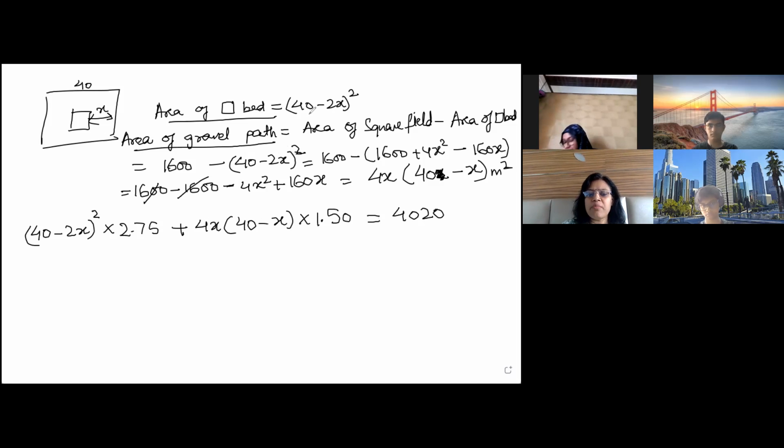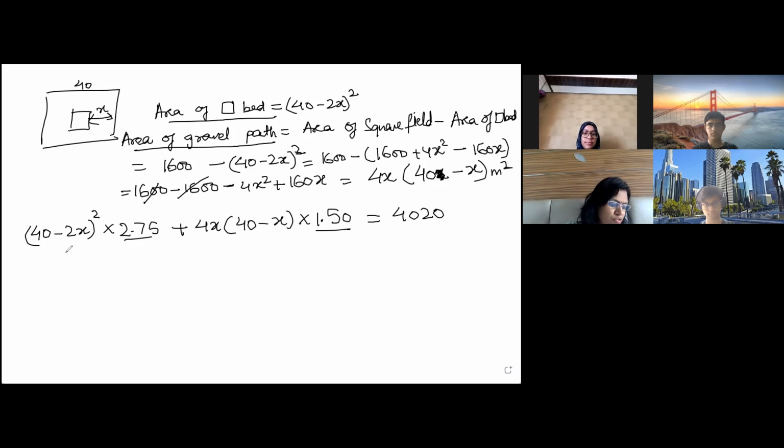Making the square bed at this rate and making the gravel path at this rate, so we'll add these two. The total cost is given as 4020. Okay, now we'll solve it. The calculation is a bit long to solve, so that is why I was telling you that this comes under 6-mark questions. So let us solve it.